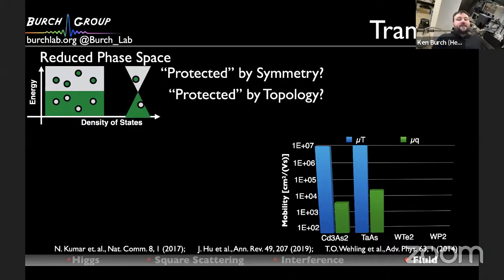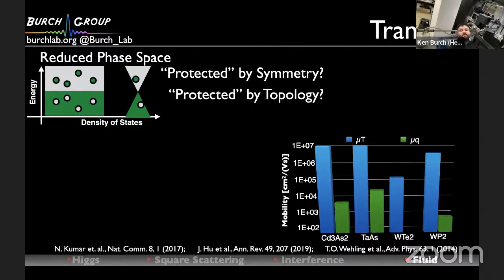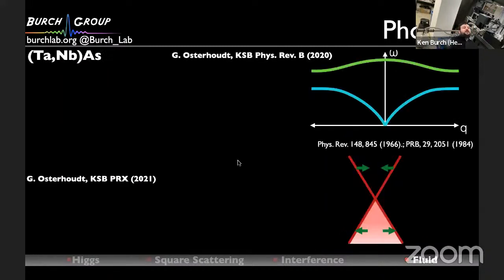But what's worse is the data also argues against that. First of all, cadmium arsenide has inversion symmetry. Tantalum arsenide does not. One is a Dirac, the other is a Weyl semimetal. But the same result happens in WTe2 and in WP2, which are both type 2 Weyl semimetals. So it really seems like the specific kind of topology doesn't matter too much for whether or not you see this. So we decided to look carefully at the phonons, and as I'll try to convince you, they seem to be crucial in understanding this.